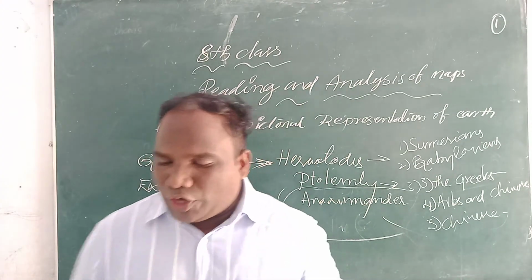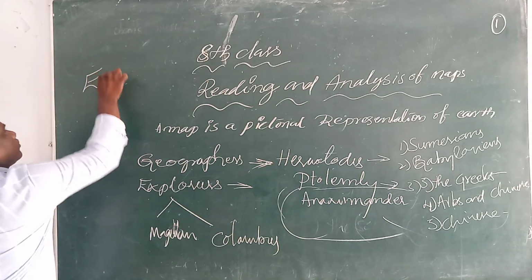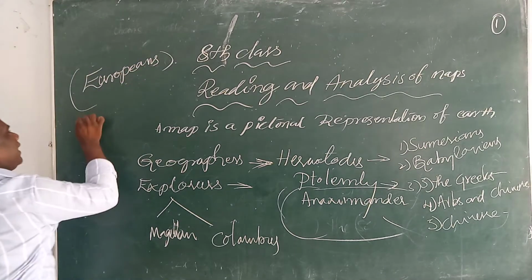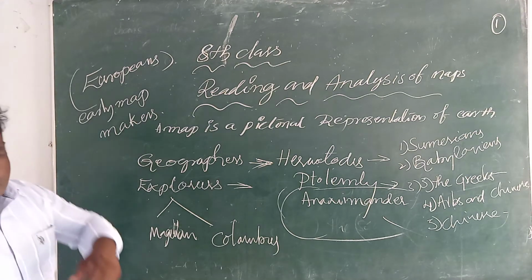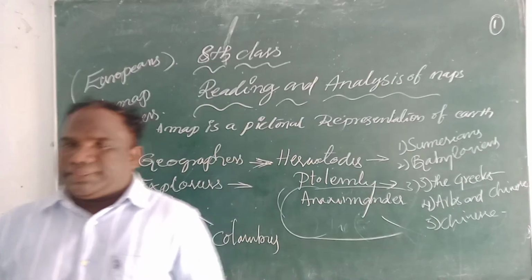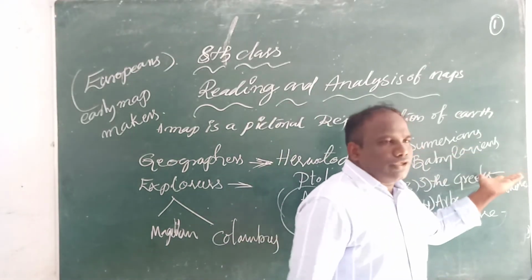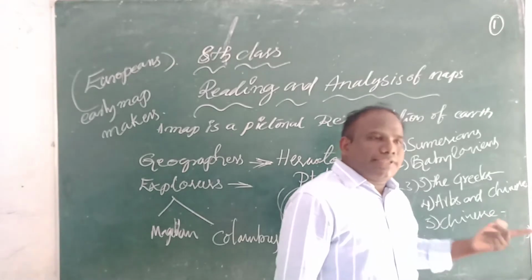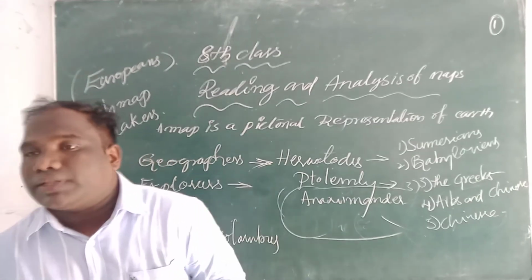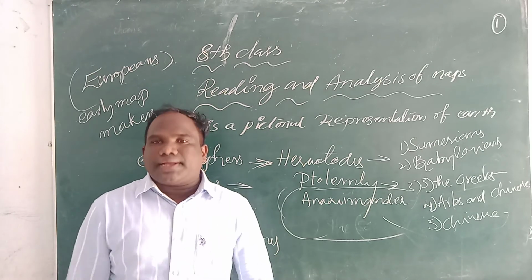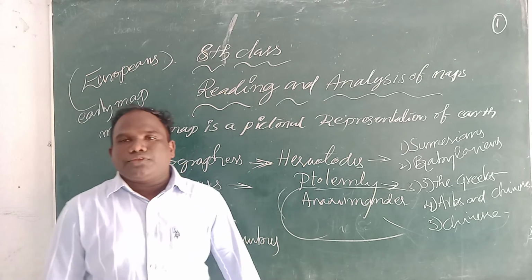Europeans were the early map makers. Who were the first map makers? Europeans. So many countries used maps: Sumerians, Babylonians, the Greeks, Arabs and Chinese. But the first map makers were Europeans.